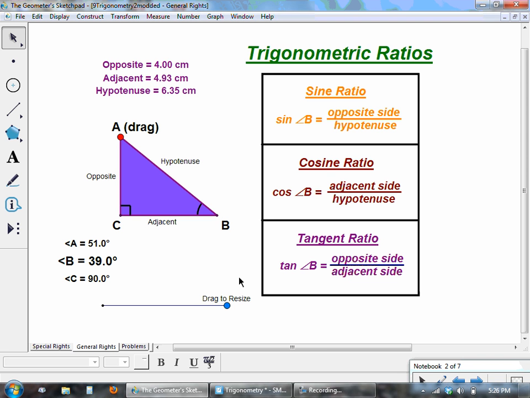All right. Hopefully you've done that. And if not, if you have no idea what you're doing, then follow along here. So here are my measurements. My sine ratio is the opposite side over the hypotenuse.